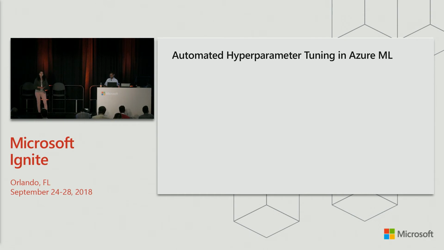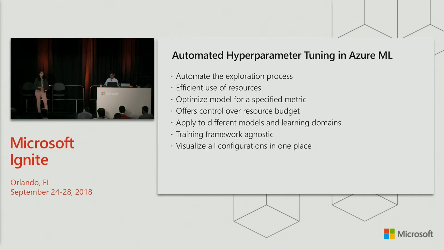Wouldn't it be great if instead we could have a way to automatically tune the hyperparameters for your model? The new capability that we announced in Azure ML this week lets you do exactly that. It allows you to automate the process of exploring your hyperparameters, and does this in an efficient manner, saving you significant time and resources. In addition, it lets you optimize the model for a specified metric. Like, let's say you want to find a model with the best accuracy. It lets you control the resources you spend on this exploration.